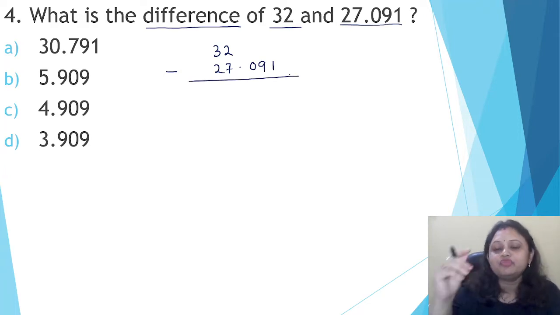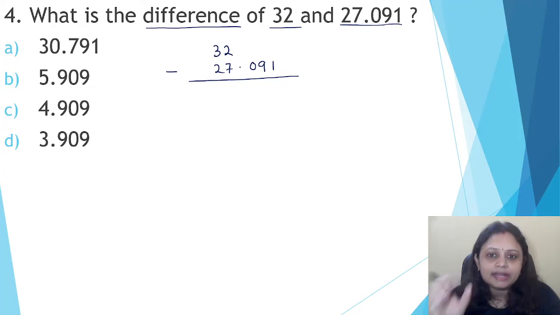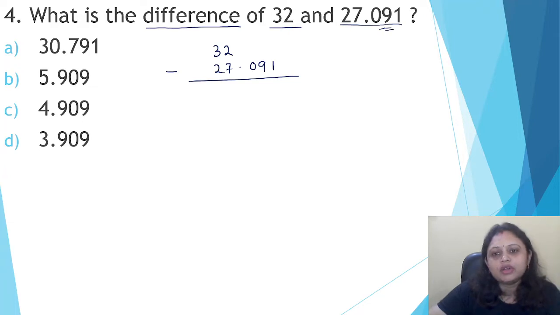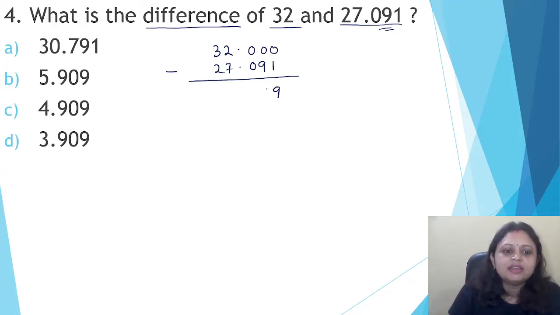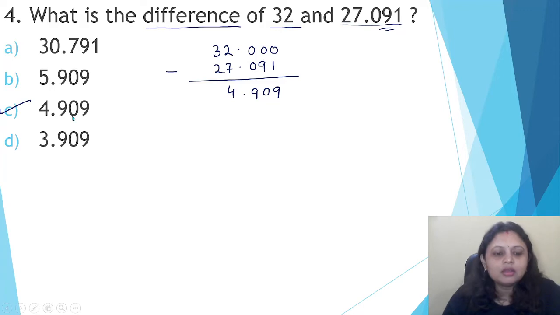As I told you, before doing any addition or subtraction in decimal, we need to convert them into like decimals. So in the 27.091, after decimal, 3 digits are there, right? So we have to write 3 digits after 32 also. After the decimal, we have to write 3 zeros. Okay, we can put zeros here. Now you can easily find the difference. It is 4.909. So what is the answer? The answer is option C, 4.909. Okay, I hope you all find the answer.